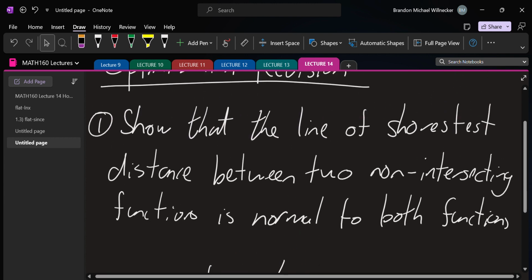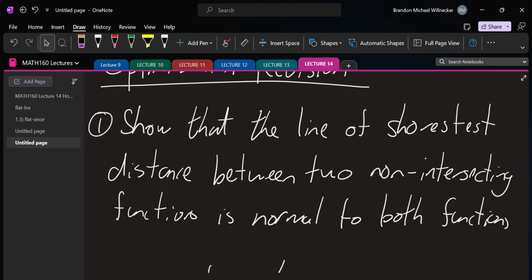Yes. Sure. Okay, so that's the problem. Show that the line of shortest distance, so the straight line between the two non-intersecting functions.